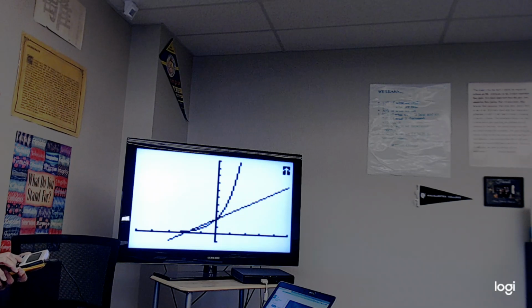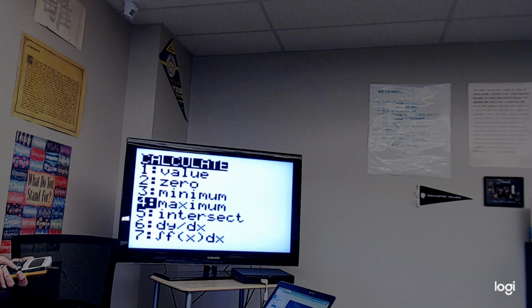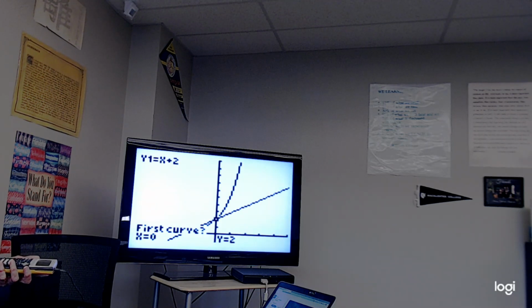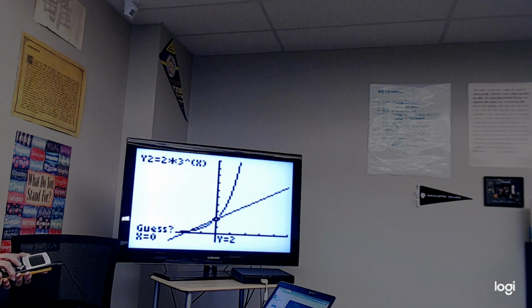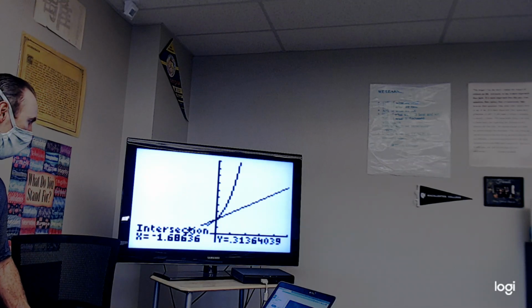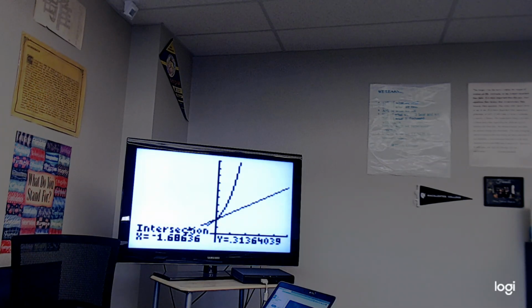So we're going to go second trace down to option 5, which is intersect. I'm going to hit enter because the first curve is correct. Enter again because the second curve is correct. I'm going to go left arrow and move that cursor down closer to where it looks like those are going to intersect. Hit enter, and I'm getting negative 1.68. I think that's 6, negative 1.686. Is that right? Yep. Okay, negative 1.686. Any questions on that? How we're doing that?